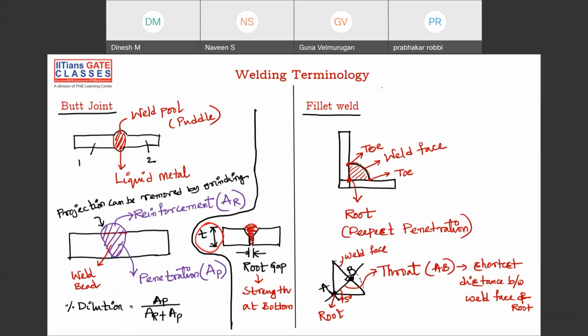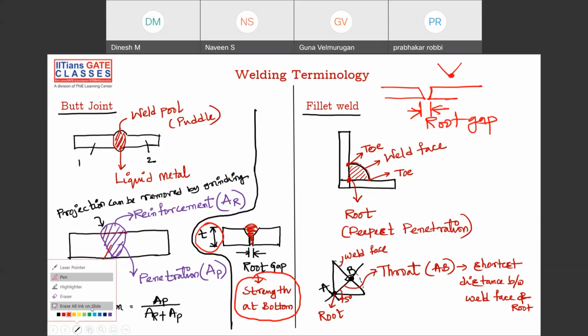When you're joining the plates, you leave a gap here, and this is known as the root gap. Why do you provide this root gap? If you have some root gap, the strength will be good at the bottom of the joint. This is for the butt joint, please remember.